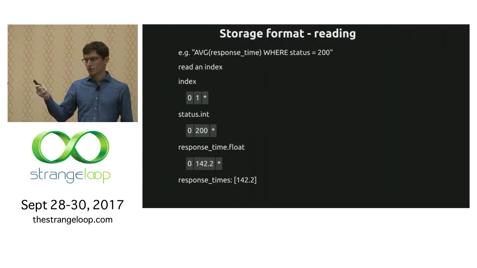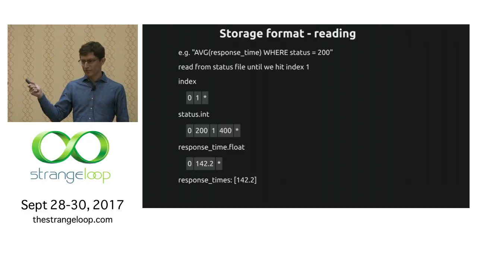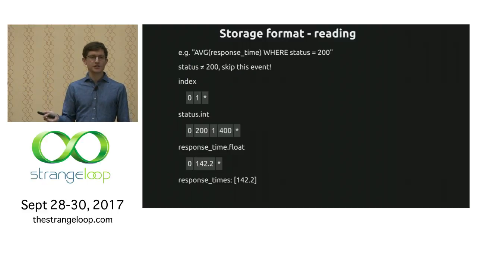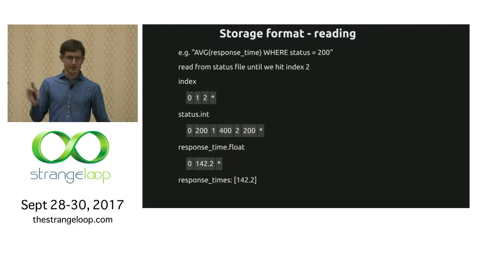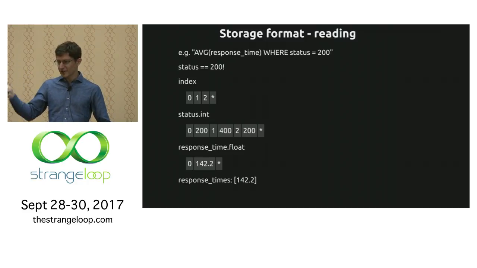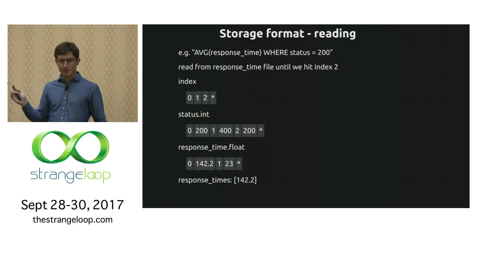Then we start again. Read an index. It's 1. Read from the status file until we hit index 1. Here we go. Check the filter. Well, this one doesn't match, so we can skip this event. Start again. Read an index. Index 2. Read from the status file until we hit index 2. Here we go. It matches. Great. Read from the response time file until we hit index 2.